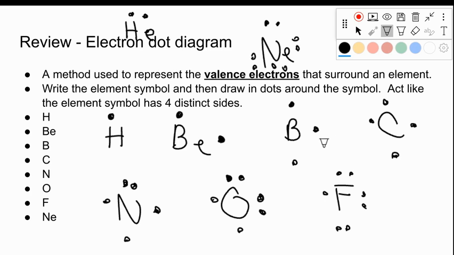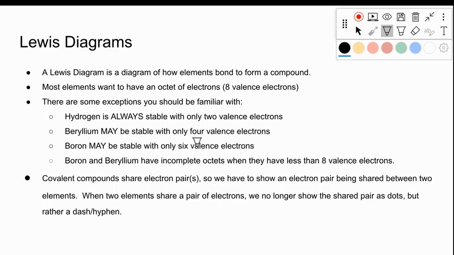So if it has 1, 2, 3, then it can actually share 2, 4, 6 electrons around it, and it's okay with that. Again, it's not going to reach its octet. These are what we call incomplete octets. It means that they are okay with having less than 8. They are incomplete.